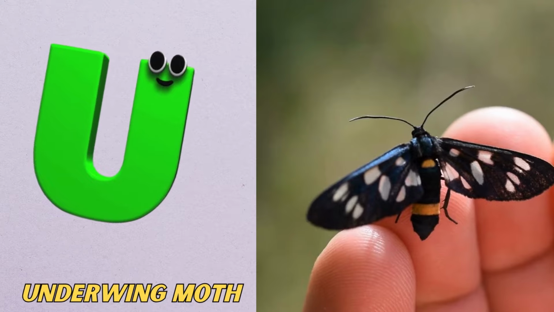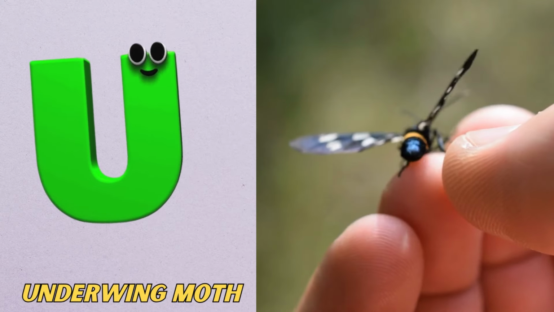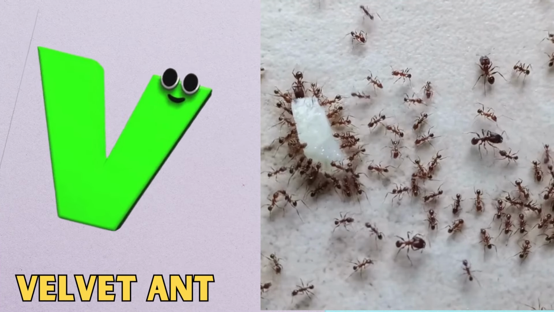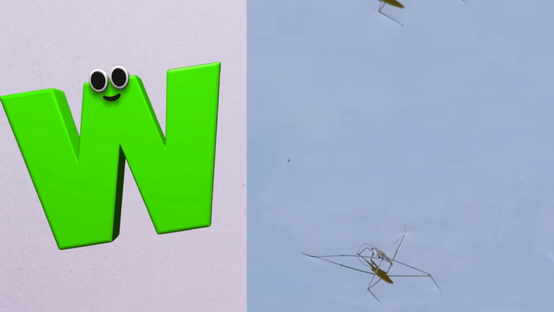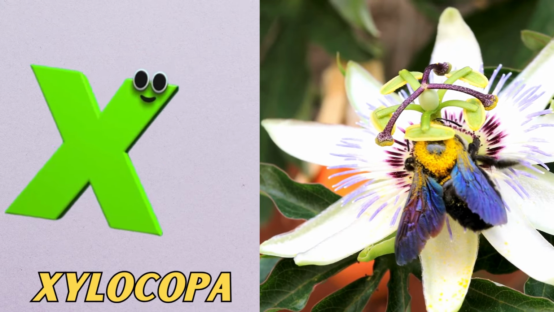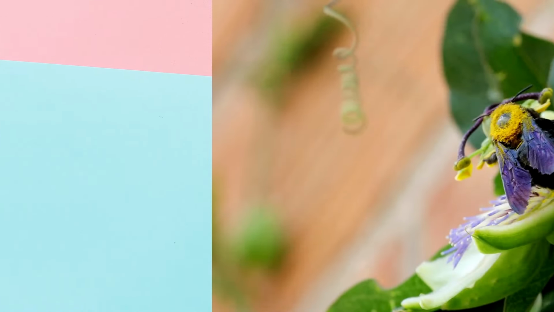U is for underwing moth. Underwing moth. V is for velvet ant. Velvet ant. W is for water strider. Water strider. X is for xylocopa. Xylocopa.